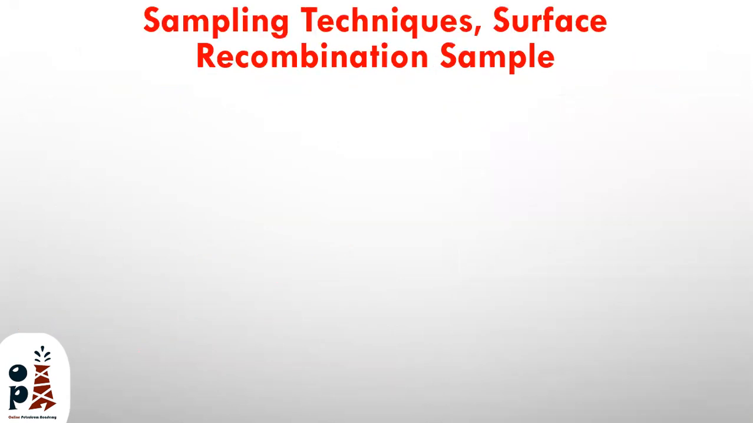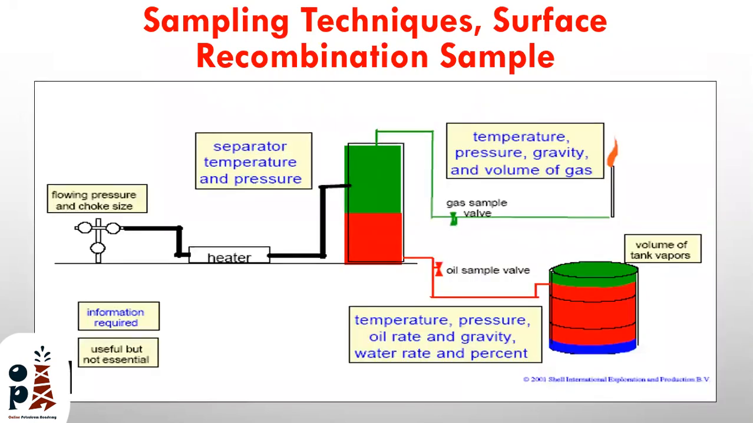The other method is the surface recombination system. Surface recombination is to collect a gas sample from the gas out of the separator, and also collect an oil sample from the separator. Then recombine some amount of gas with some amount of oil according to the production GOR.